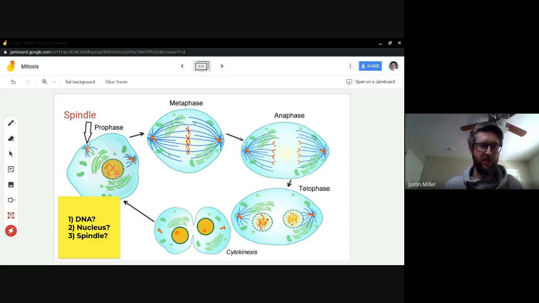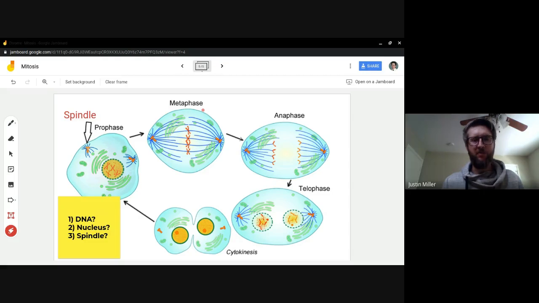And that's important because the DNA needs to be able to move around freely inside of the cell in order for the cell to be able to split in half. And the spindles appear. The spindles are the things that are actually going to pull the DNA apart. And let's move on to metaphase. We'll talk more about that.